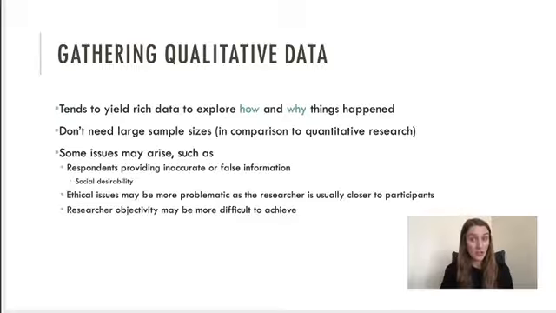A human needs to interpret it to see what it means. So when we're working with qualitative data, we don't need large sample sizes, all right? But we have some issues that we're concerned with. We're concerned with respondents providing inaccurate or false information. We have something called the social desirability effect.